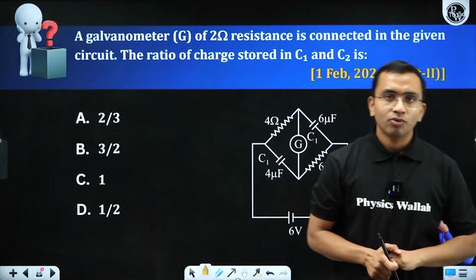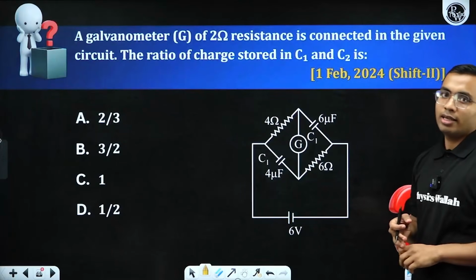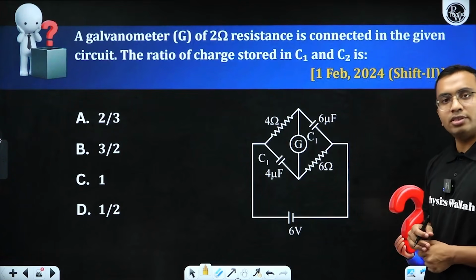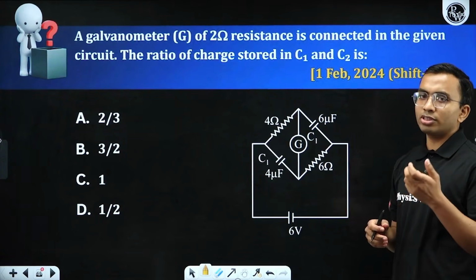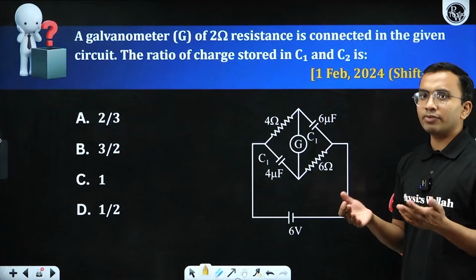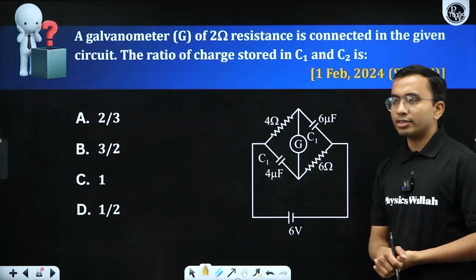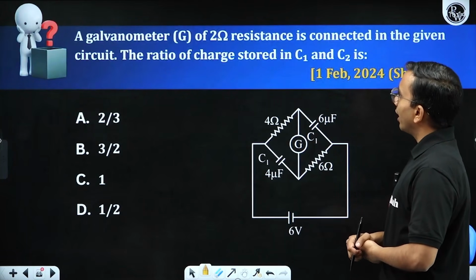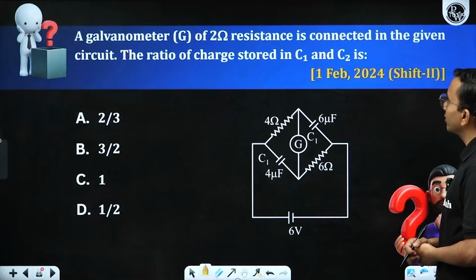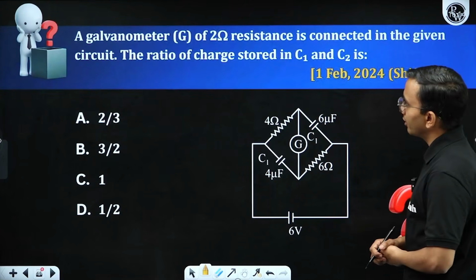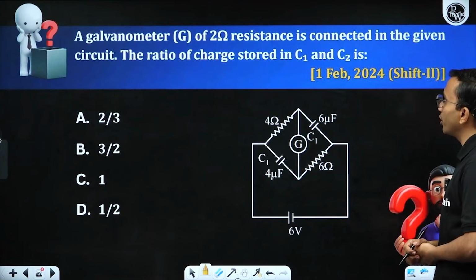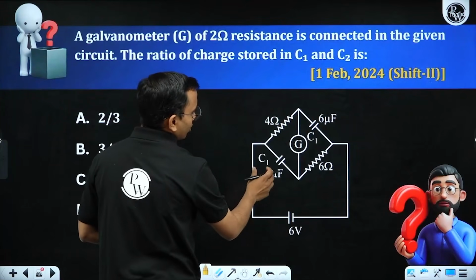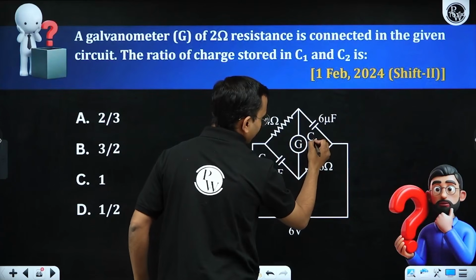Let us see what type of questions are asked from RC circuit in mains. In mains, very simple, just steady state type of things, or just formula, or I'll say fundamentals based type of questions are asked. So some varieties we have considered here. Let us see. A galvanometer of 2 ohm resistance is connected in the given circuit. The ratio of charge stored in C1 and C2 is asked, and this is my C2.